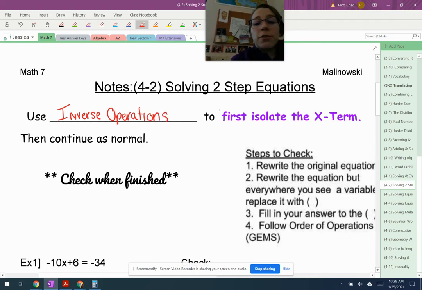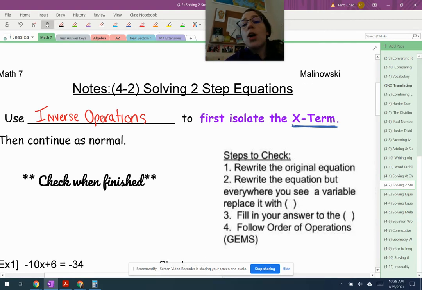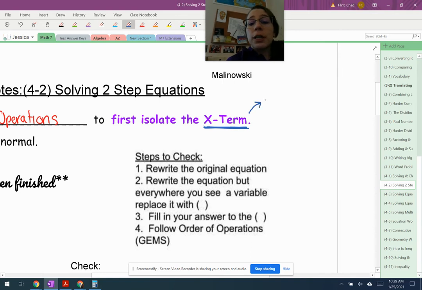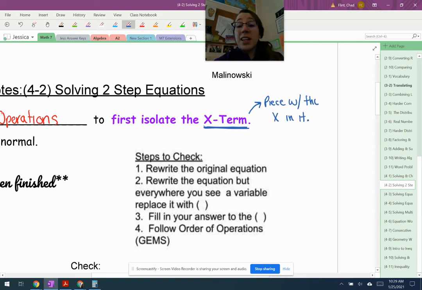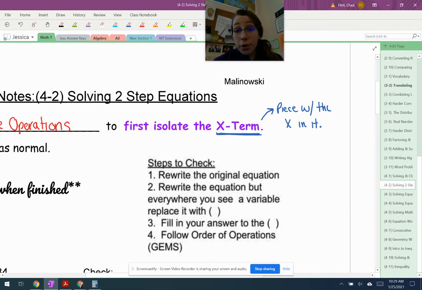So we're using inverse operations to first isolate the x term. So remember, that term is the piece with the x in it. Keep in mind that our terms, and again, this was why Unit 3 was so very important for Unit 4 moving forward, because that term and those expressions, those combining of like terms, that all follows into this unit. We're going to continue using that stuff.